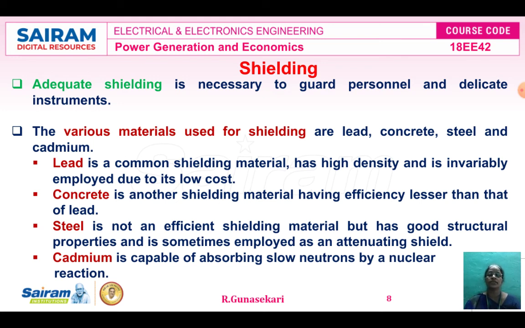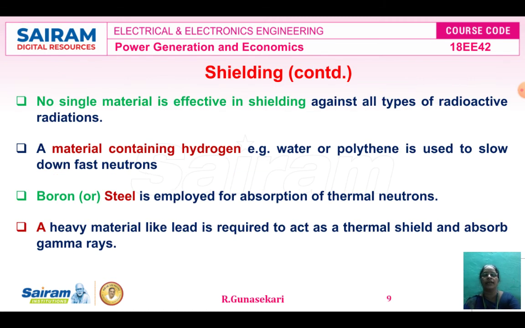Then third one is steel. Steel is not an efficient shielding material compared to the other two shielding materials, but it has good structural properties compared to them. It is employed as an attenuating shield sometimes. The last one is cadmium. Cadmium is capable of absorbing slow neutrons by a nuclear reaction. So totally 4 types of material are used for shielding in the nuclear reactor.